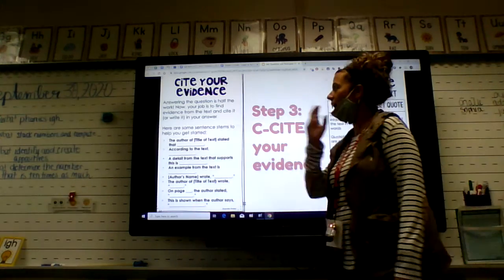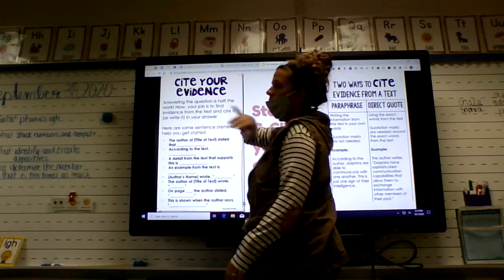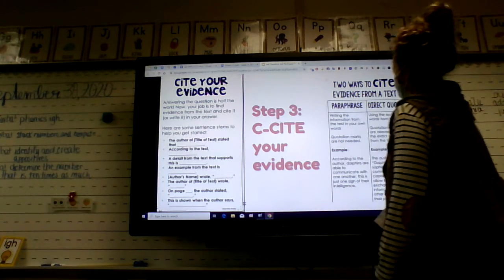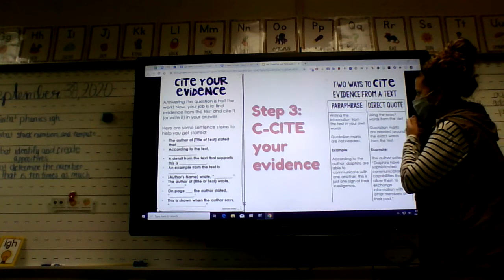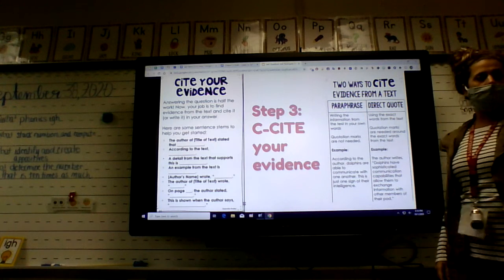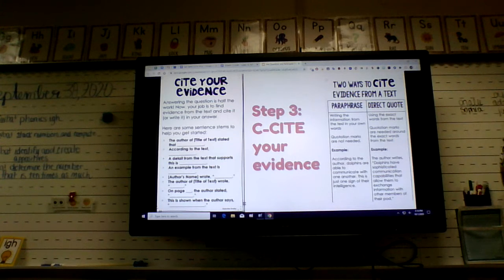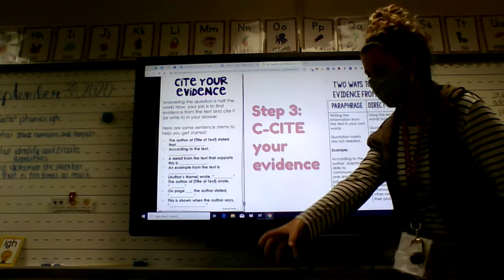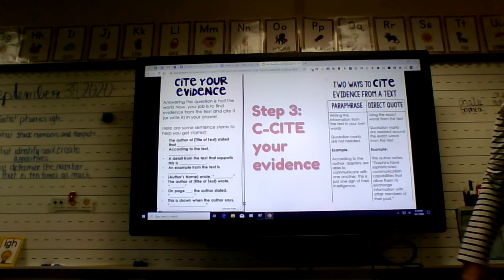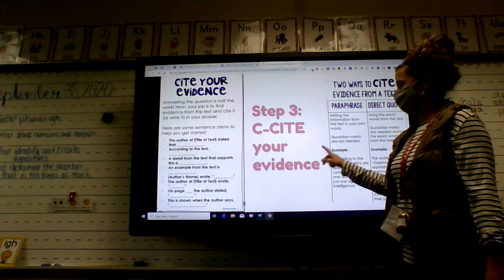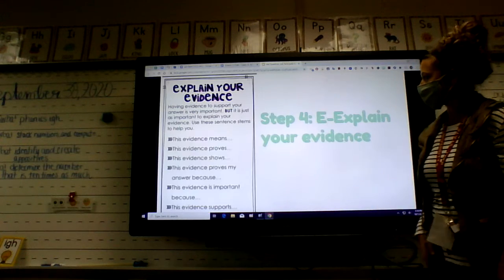You have to give evidence, cite your evidence backing up that answer. Okay? And here are the different ways to cite it. You can paraphrase from what was said in the text, or you could quote the text itself, like directly use those words from the text in your answer. Sometimes that's called plagiarism, and it's a bit tricky. We'll get to that another day.